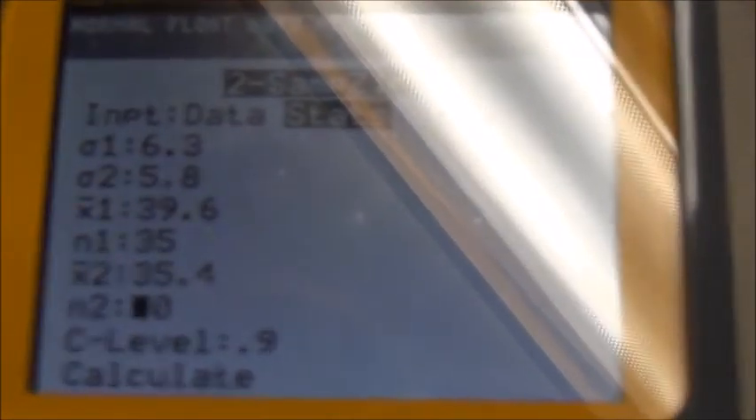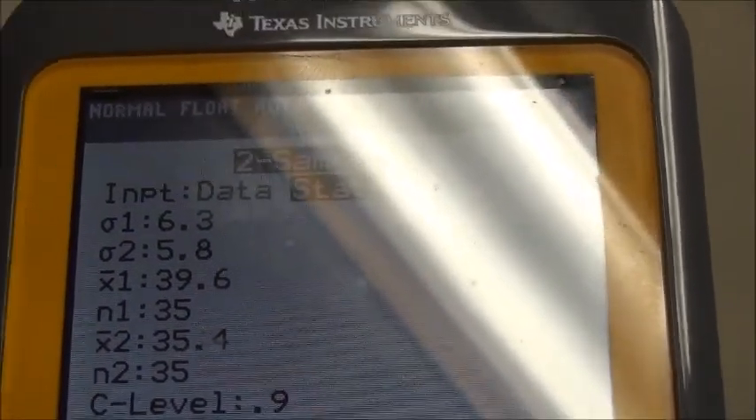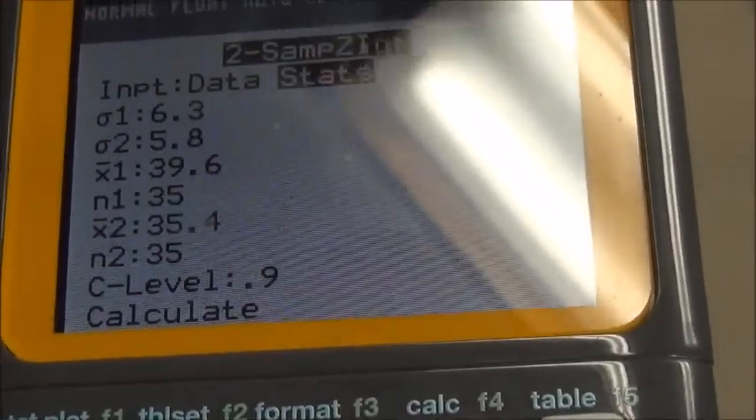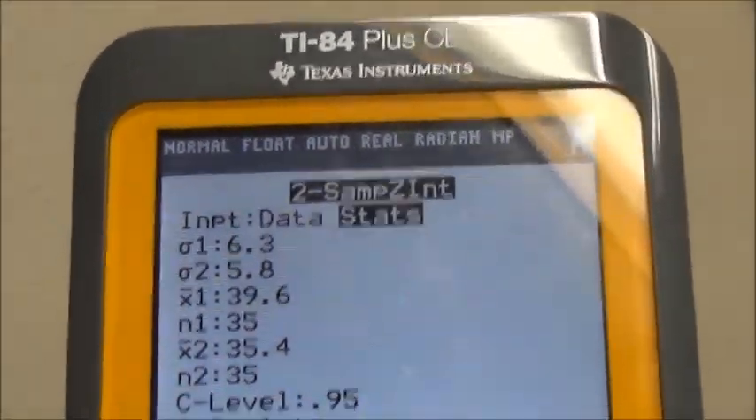My next group, the mean hours was 35.4 hours. The number of people in that second group was 35 people for each group. So that N is also 35. My confidence level, I'm doing the 0.05, which means I'm at a 95% confidence interval. So 0.95 there. So make sure you have stats highlighted.